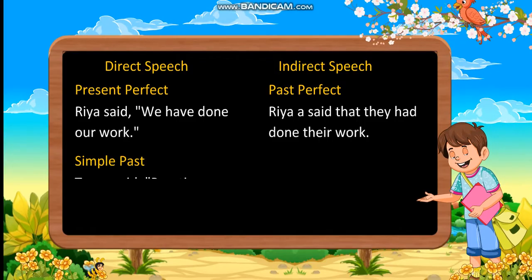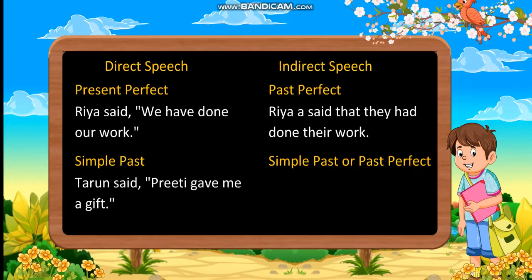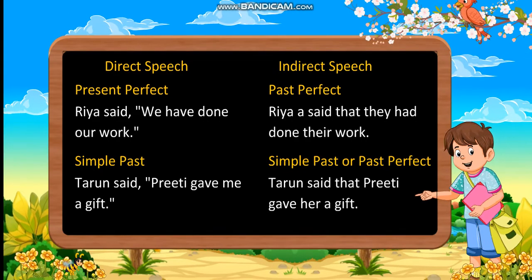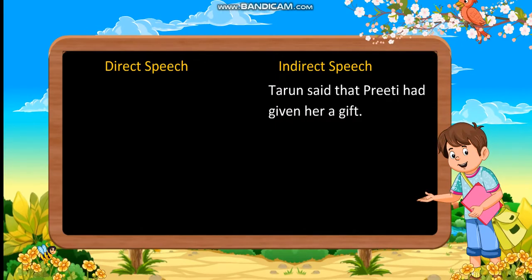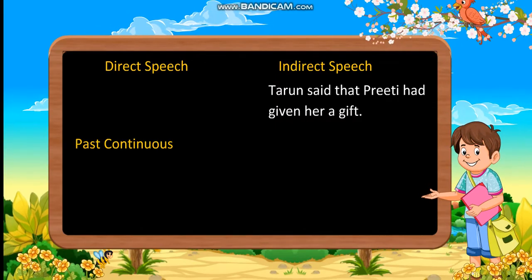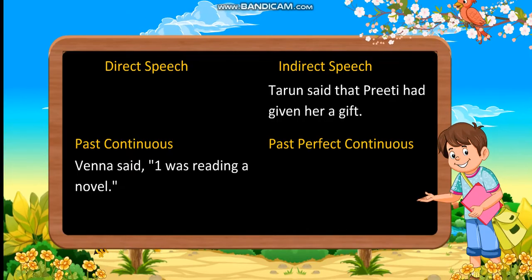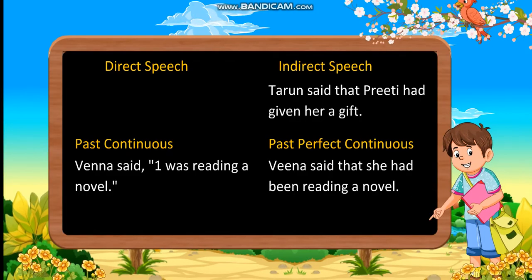Simple past. Tarun said, "Preeti gave me a gift." Simple past or past perfect. Tarun said that Preeti gave her a gift. Tarun said that Preeti had given her a gift. Past continuous. Veena said, "I was reading a novel." Past perfect continuous. Veena said that she had been reading a novel.